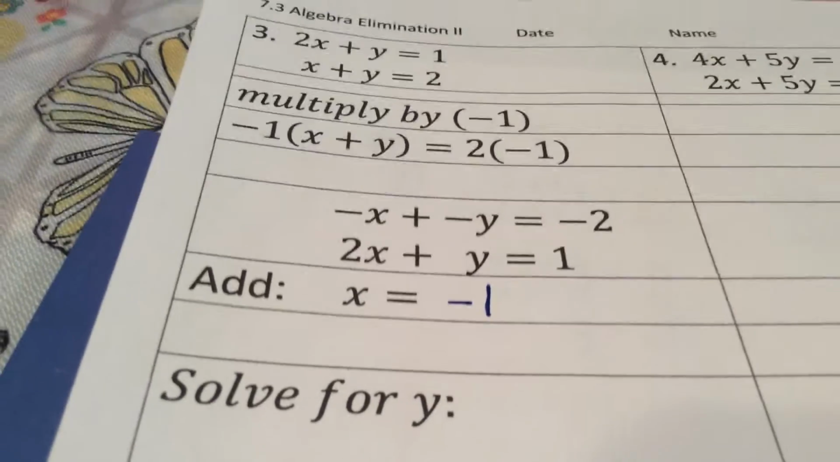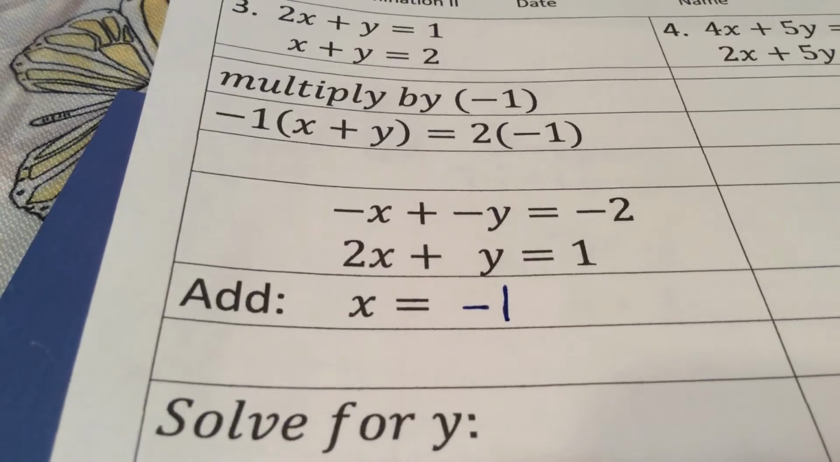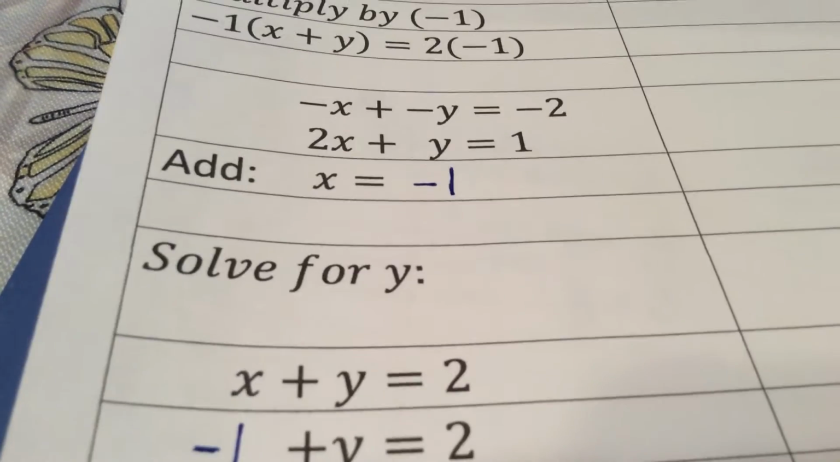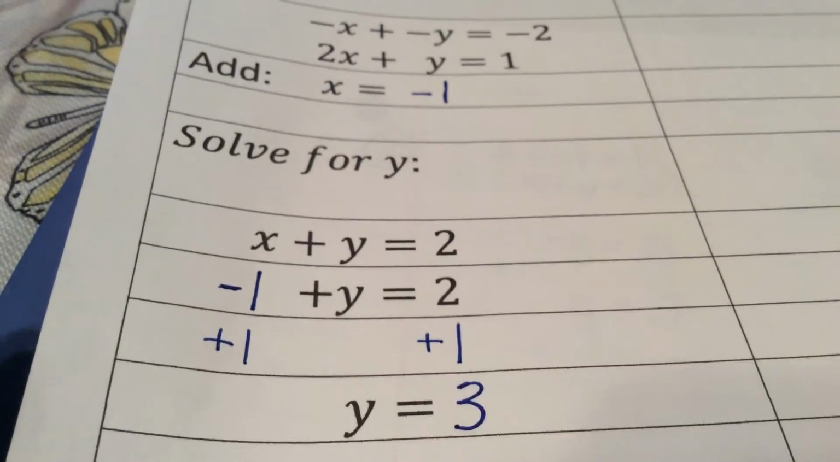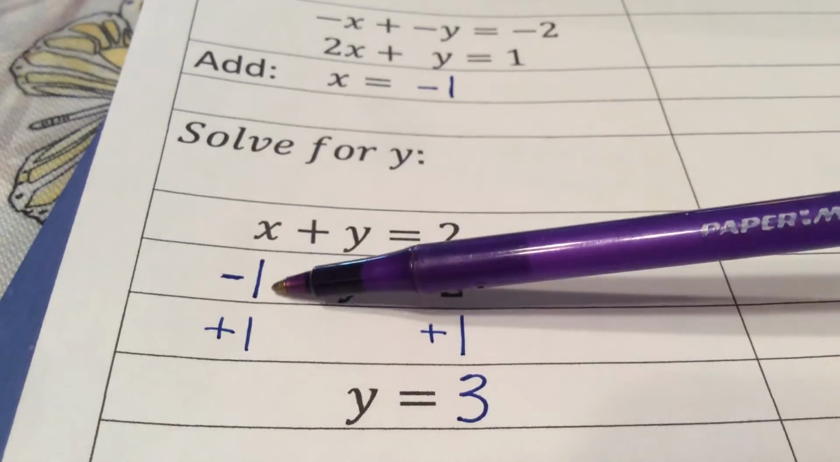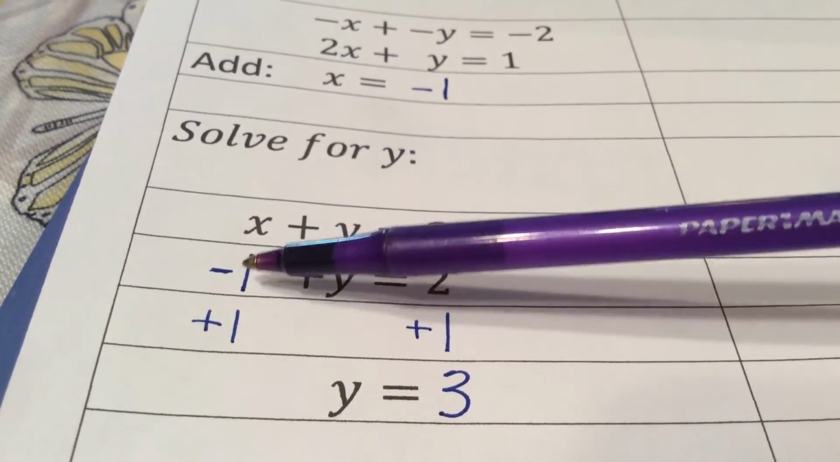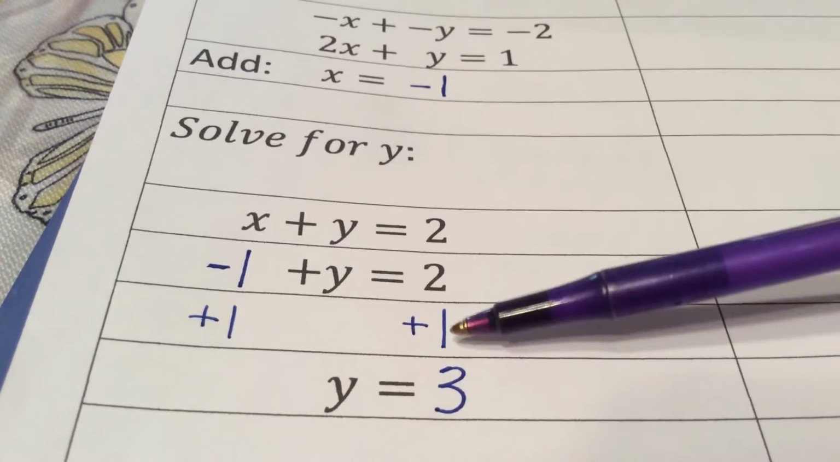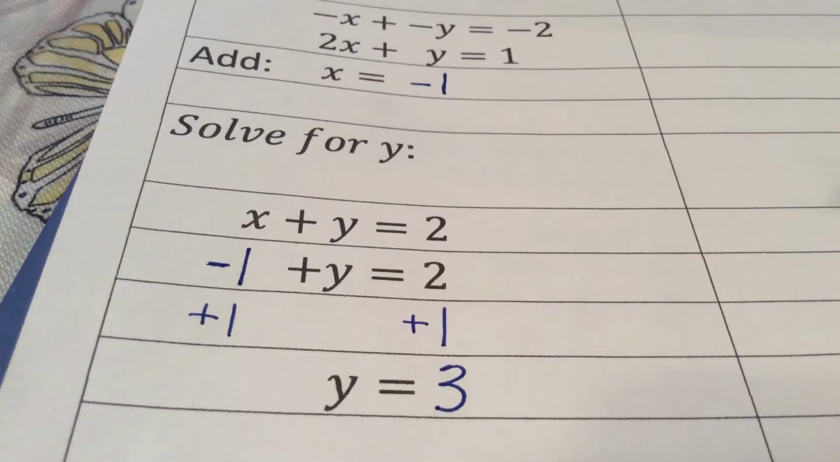Now take your -1 and put it into one of those equations up there. It does not matter which one. I chose to put my -1 into the x plus y equals 2 equation. I replaced my x with a -1 plus y equals 2. To get rid of the -1, we add 1 to both sides, and y equals 3.